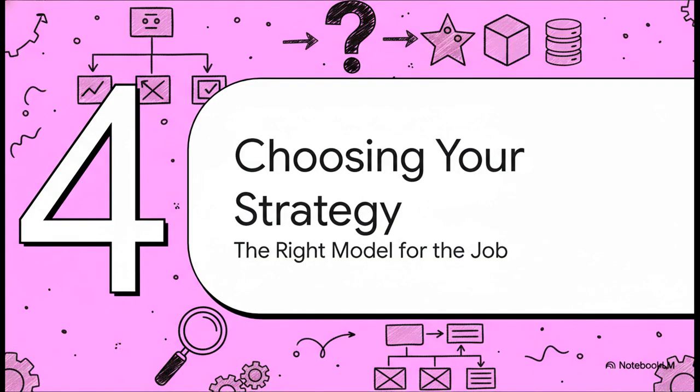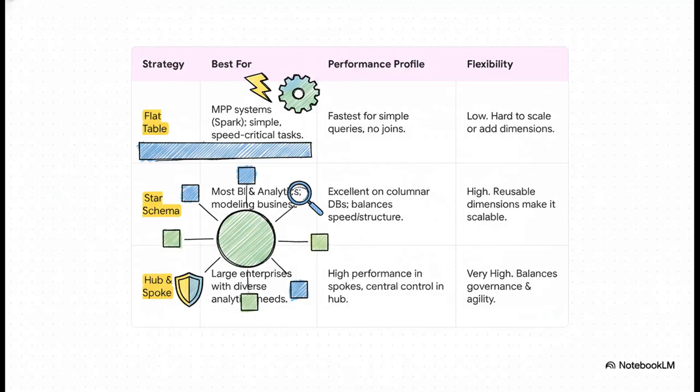Whew, okay, so we've seen the options. How in the world do you pull all this together and actually choose a data strategy? It really comes down to finding the right model for the right job. Let's just boil it down. If you need raw speed for one specific thing, especially on a system like Spark, the flat table is a great choice. It's fast, but it's not flexible. For pretty much all general-purpose business intelligence, the star schema is your workhorse. It's that perfect balance of speed and structure. But if you're in a big, complex company, the hub-and-spoke model gives you that amazing combo of centralized control and departmental freedom. There's no one-size-fits-all answer here.